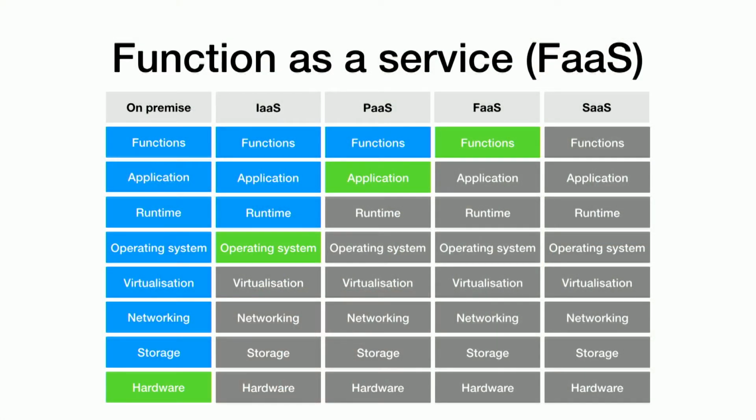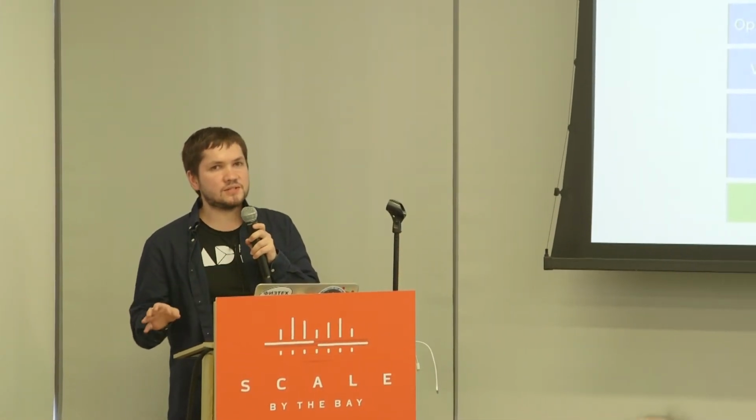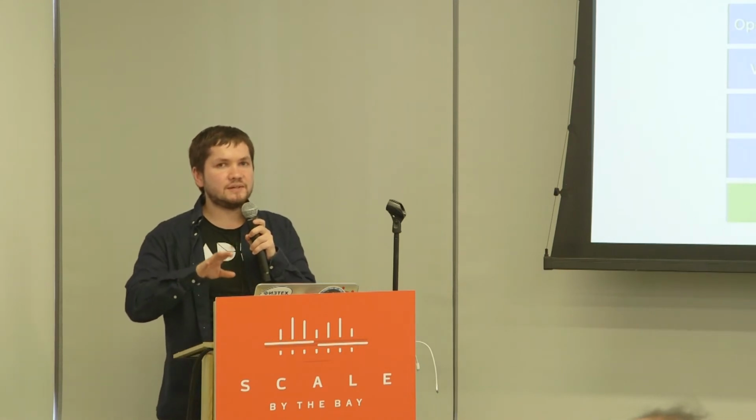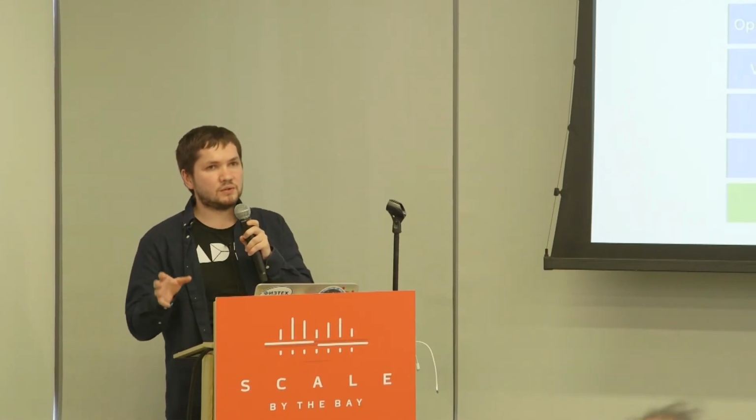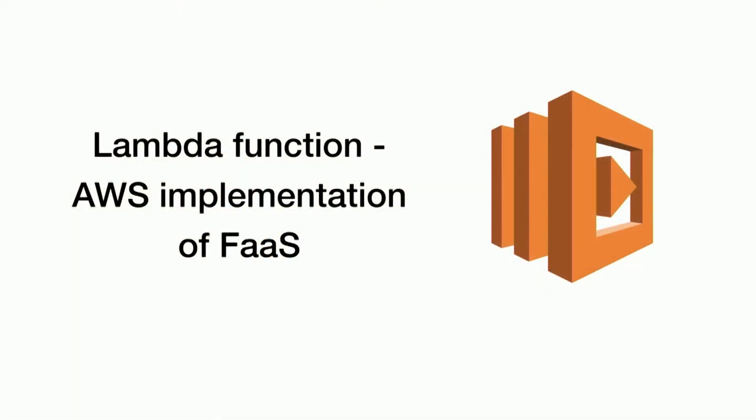So basically, we have different types of "as a service" models, like on-premise, where your hardware is owned by you in your company, and software as a service, where you don't own anything. And function as a service is somewhere between, where almost everything is hidden from you. The only thing you can basically change is code, which is good. So basically, AWS Lambda is Amazon's implementation of function as a service.